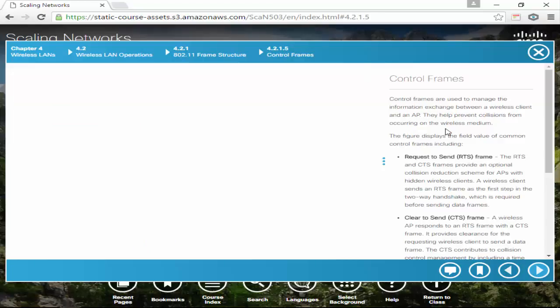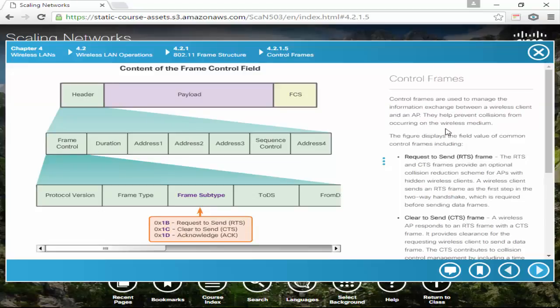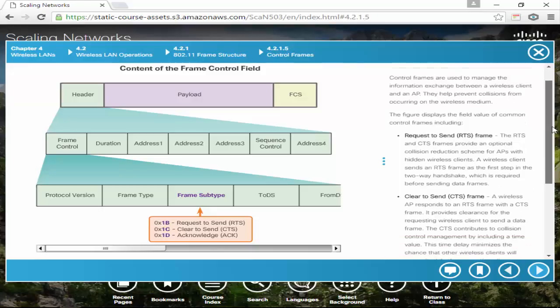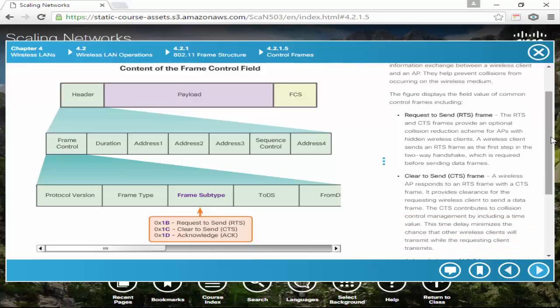Control frames. Alright. So this has to do with collision avoidance. Remember, collision avoidance says, alright, it's your turn to send, it's your turn to send, it's your turn to send. It's not like collision detection. It's supposed to avoid all collisions, because it gives you an allotted time to send. So how is it doing that? The request to send frame, right?